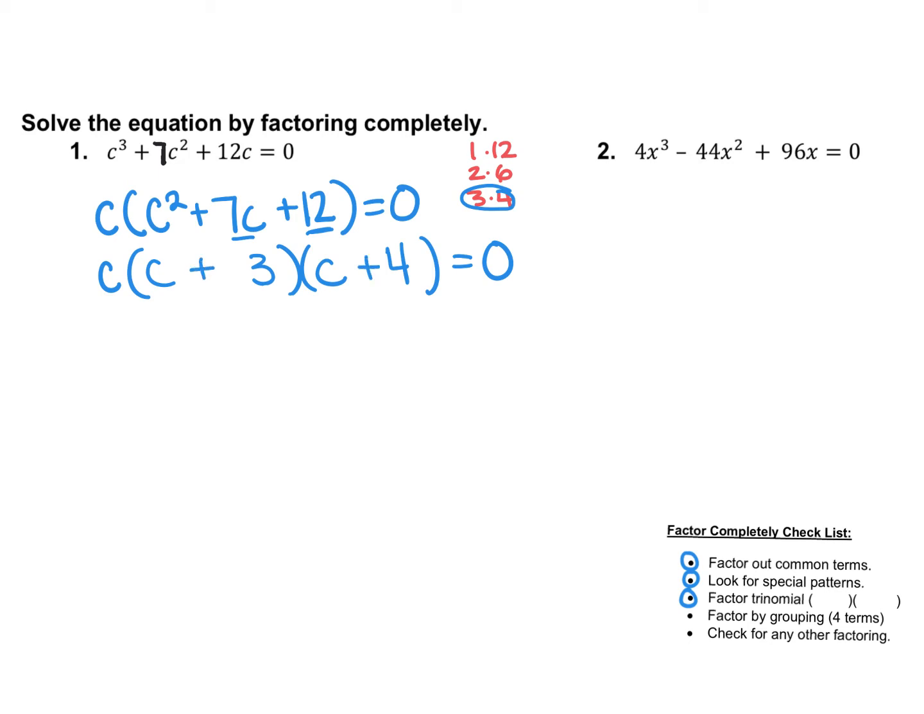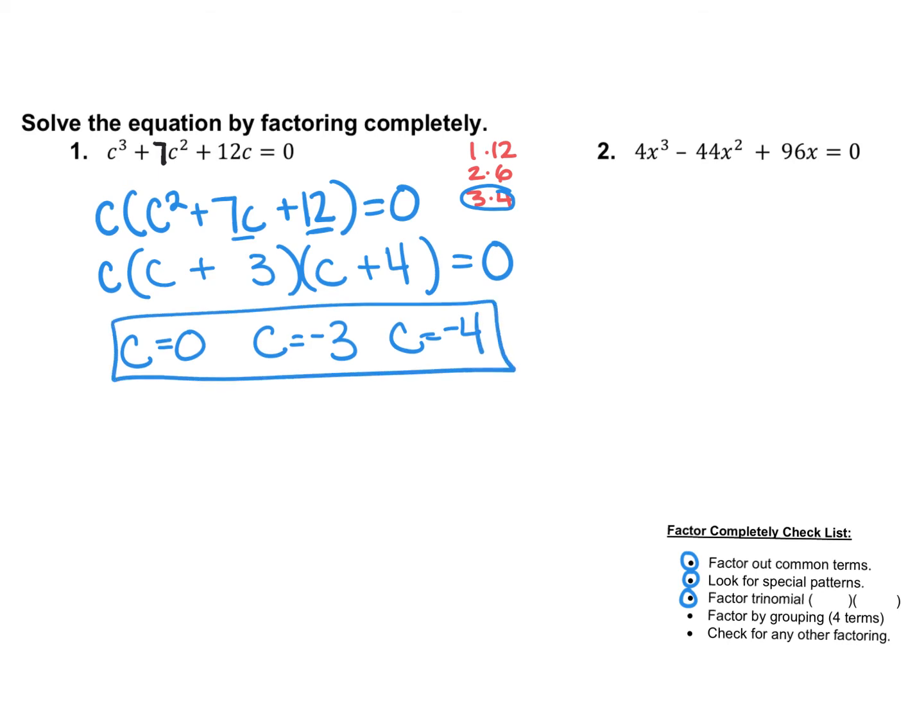All right, so now we're ready to solve because it's factored completely. So I'm going to have c is equal to 0, and I'll have c plus 3 is equal to 0, so c will be equal to -3. And then I have c plus 4 is equal to 0, so c would also be equal to -4. And all of these then are solutions to that equation.